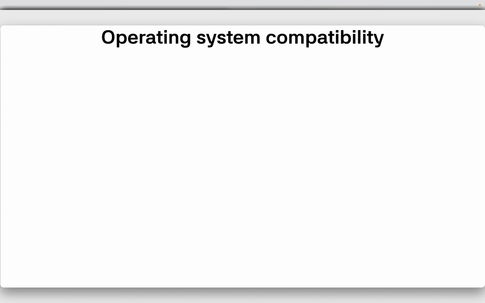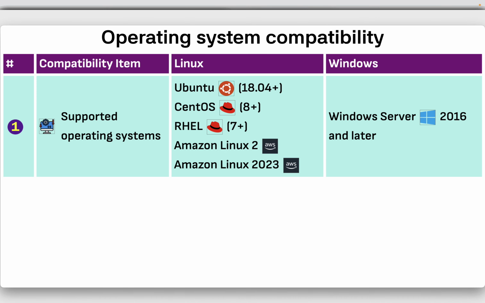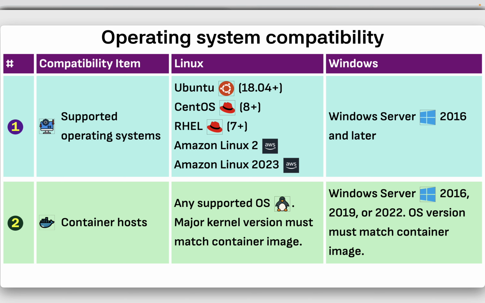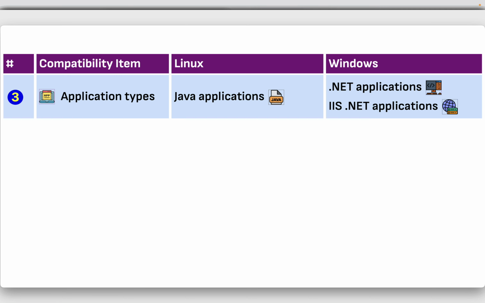Now we'll see the operating system compatibility. So we have the supported operating systems, and these include Ubuntu, CentOS, Red Hat Enterprise Linux, Amazon Linux 2, and Amazon Linux 2023, and on Windows Server 2016 and later. Container host, any supported operating system. Major kernel version must match container image, and for Windows it should be 2016, 2019, 2022. OS version must match the container image.